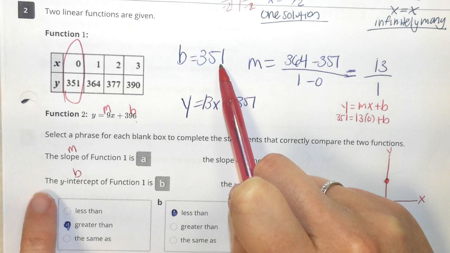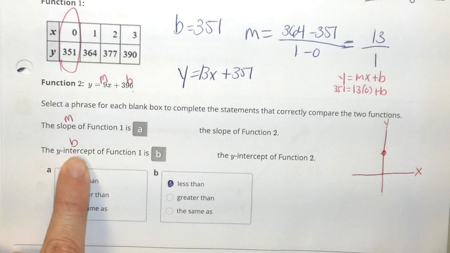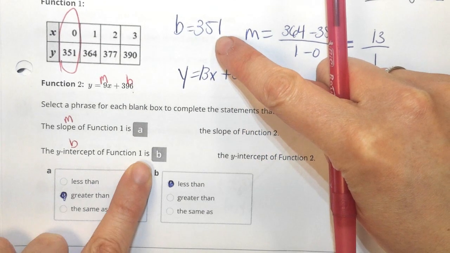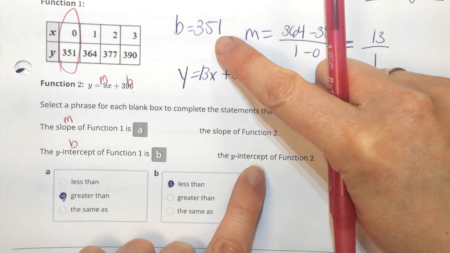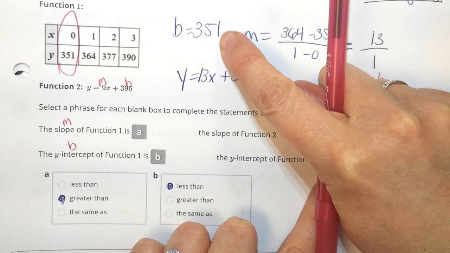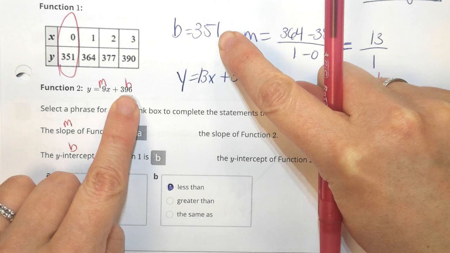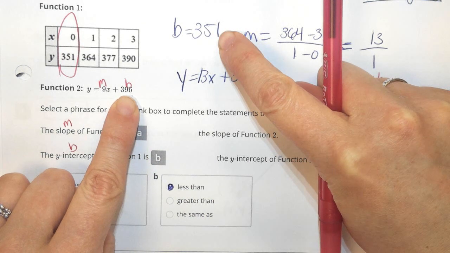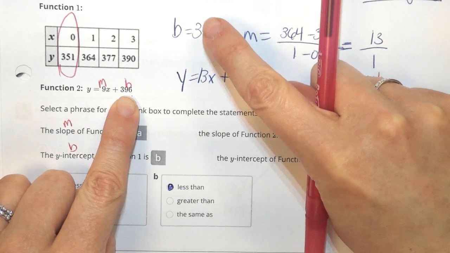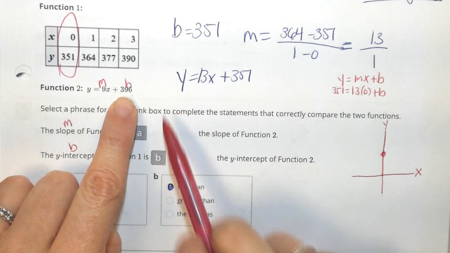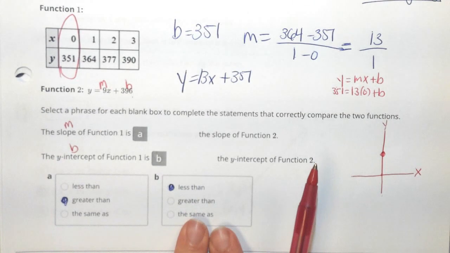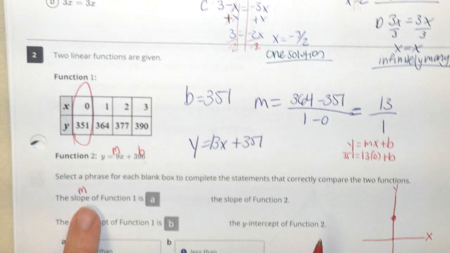So the first thing is, on this one, the y-intercept of function 1 is what compared to function 2? Well, function 1 is 351. Function 2 is 396. So I know 351 is less than 396. That's part B. Okay? Then the slope.